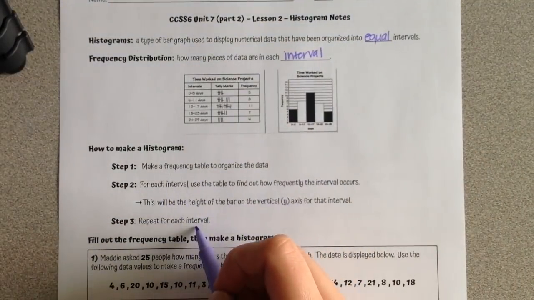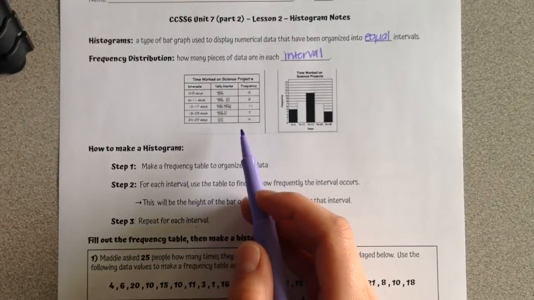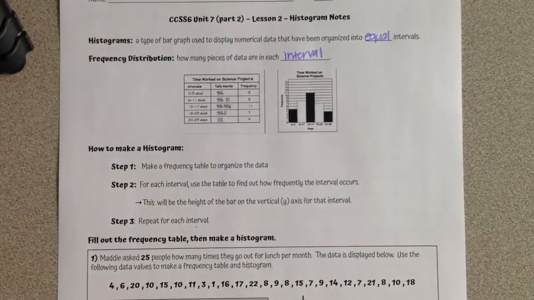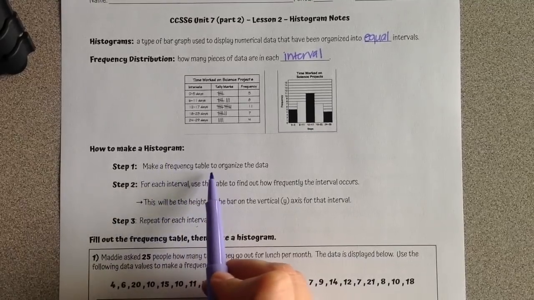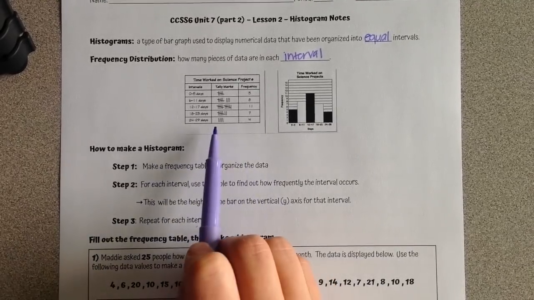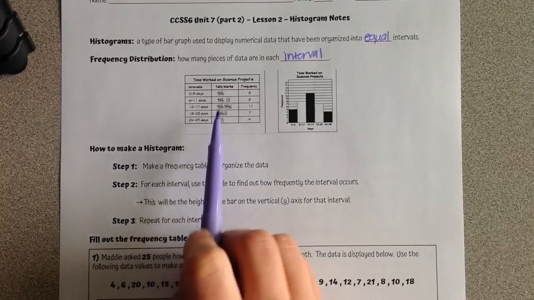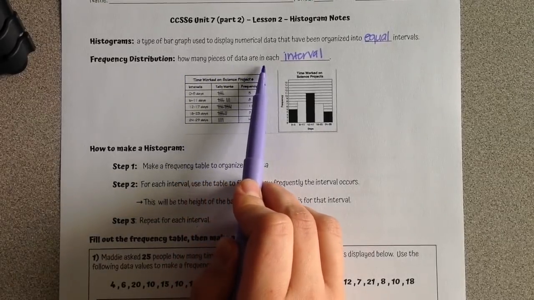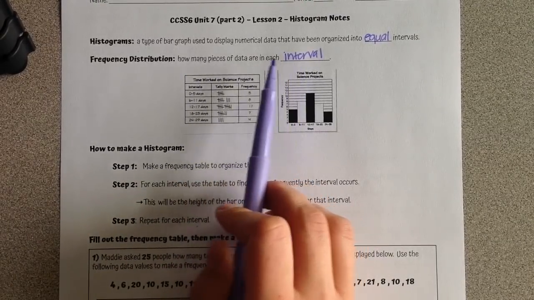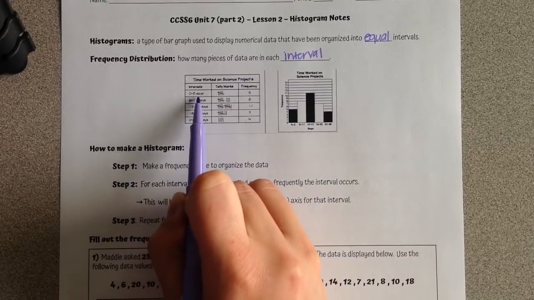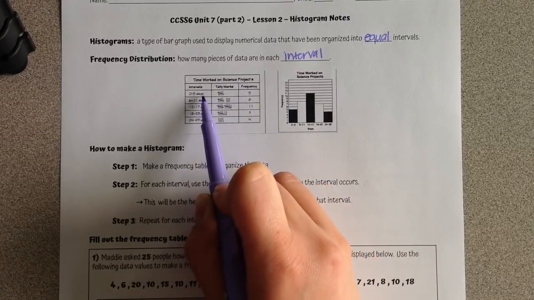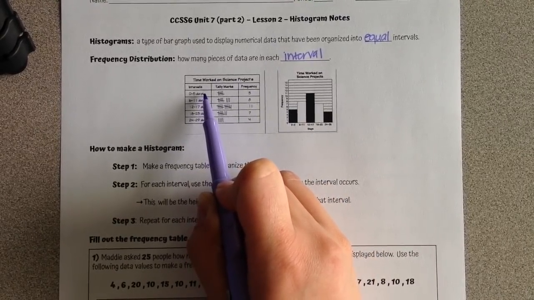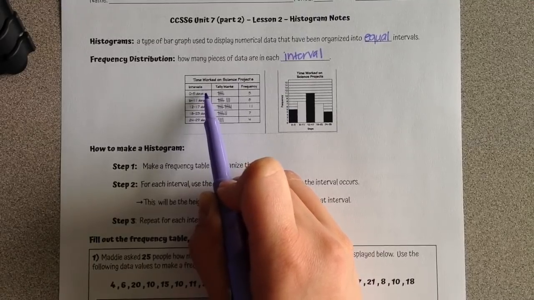Okay, so I'm going to skip down to these steps and then show how they match up with this picture example up here. To make a histogram, you make a frequency table to organize the data. This is what a frequency table looks like, where you're figuring out how many pieces of data are in each interval. For example, for the interval of 0 to 5 days, the frequency is 5. That's how many pieces of data are within that interval, that fall either 0, 1, 2, 3, 4, or 5.